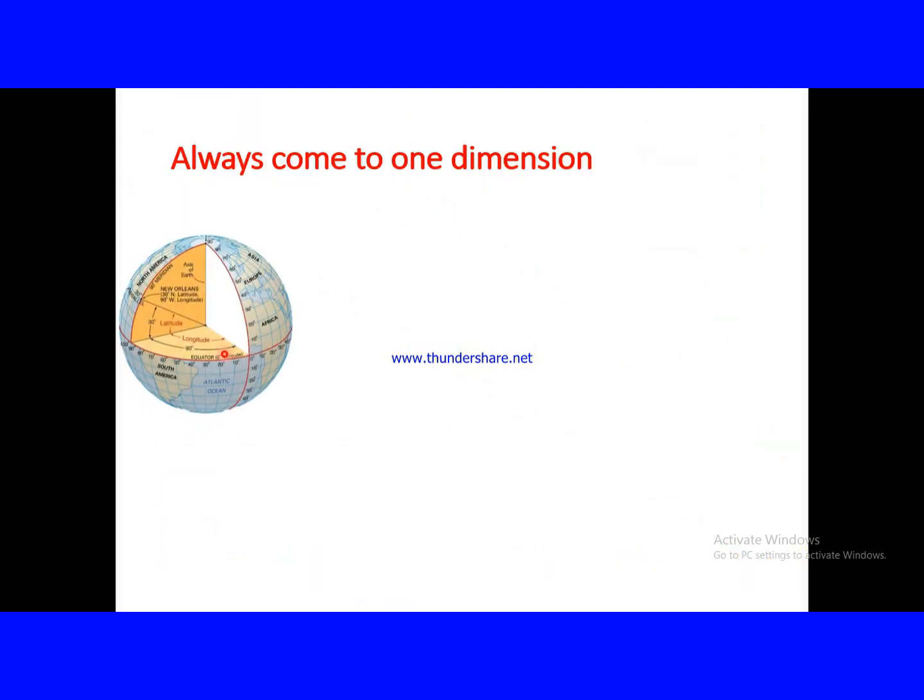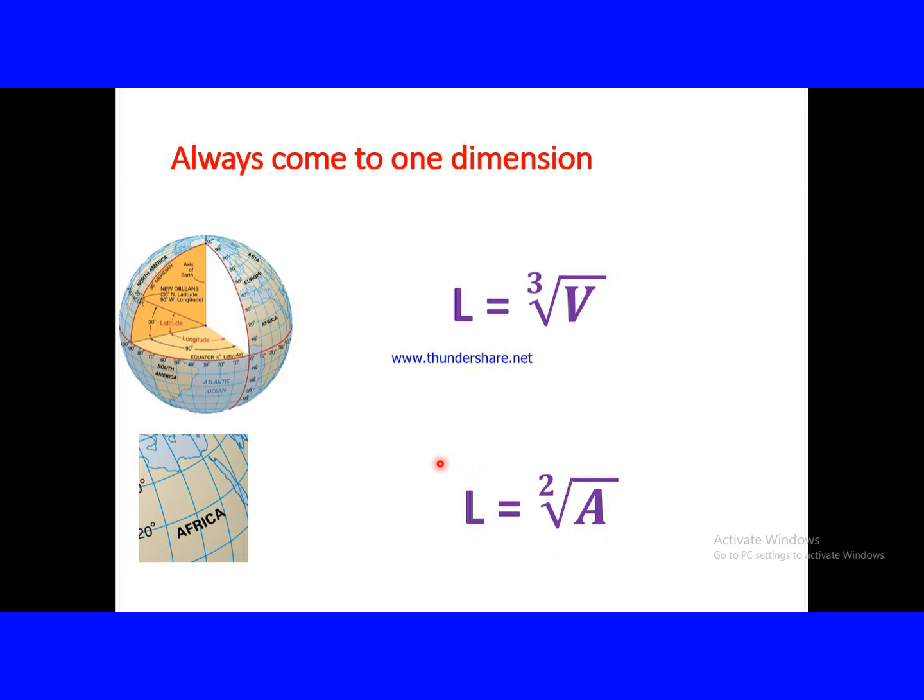So we have to always come to one dimension from the given volume or surface area of the globe, and then from one dimension we can measure two-dimensional or three-dimensional properties of the globe. So if the volume is given, we have to come to one dimension by cube root of volume, and if the surface area of the globe is given, then we will come to one dimension by square root of surface area.